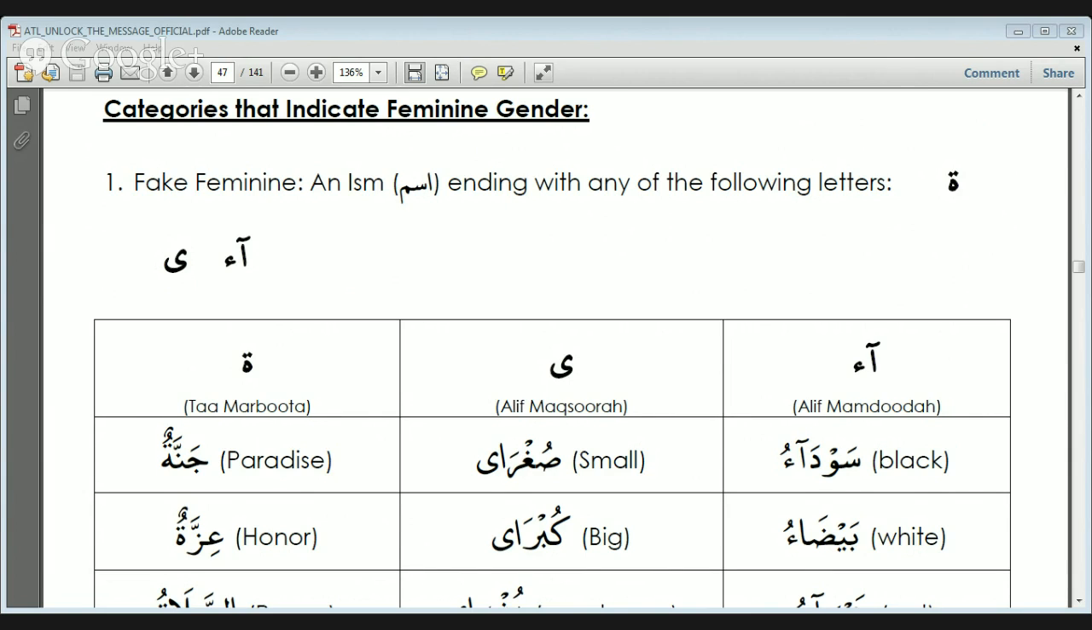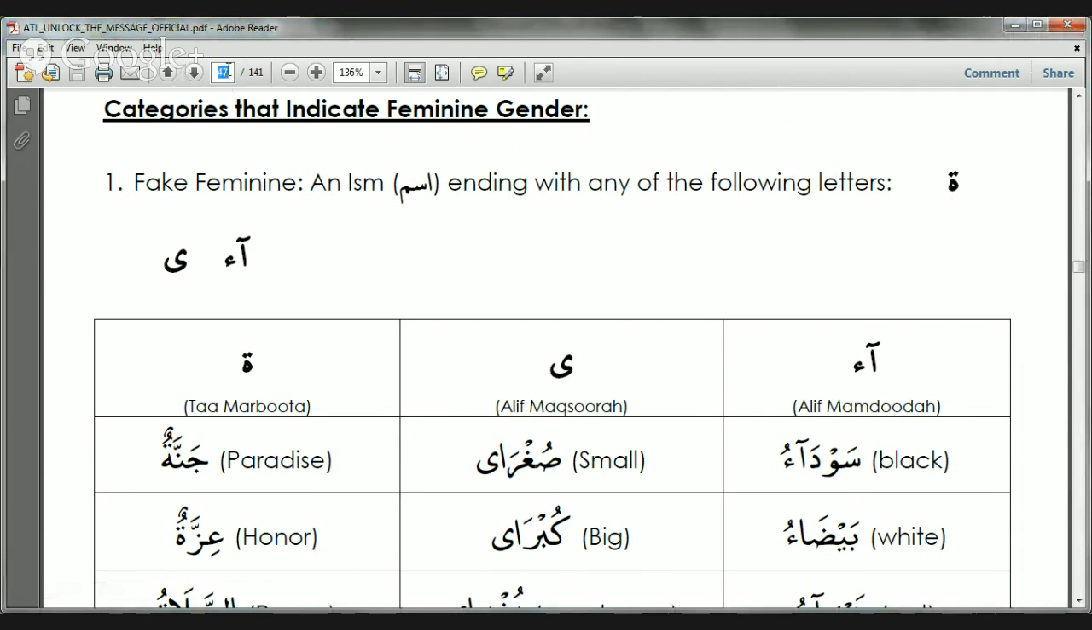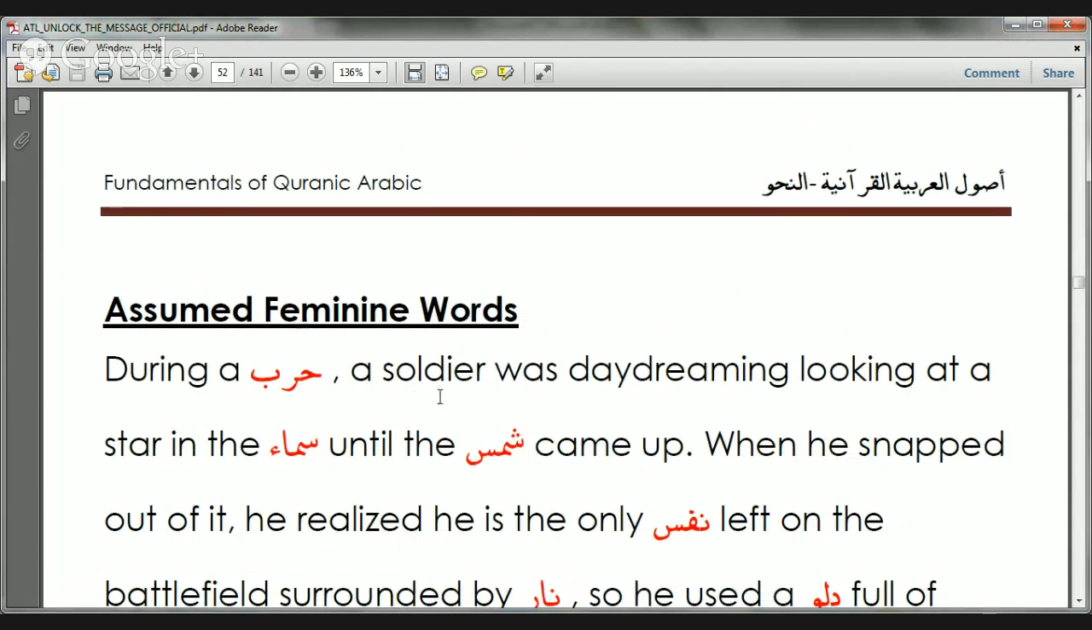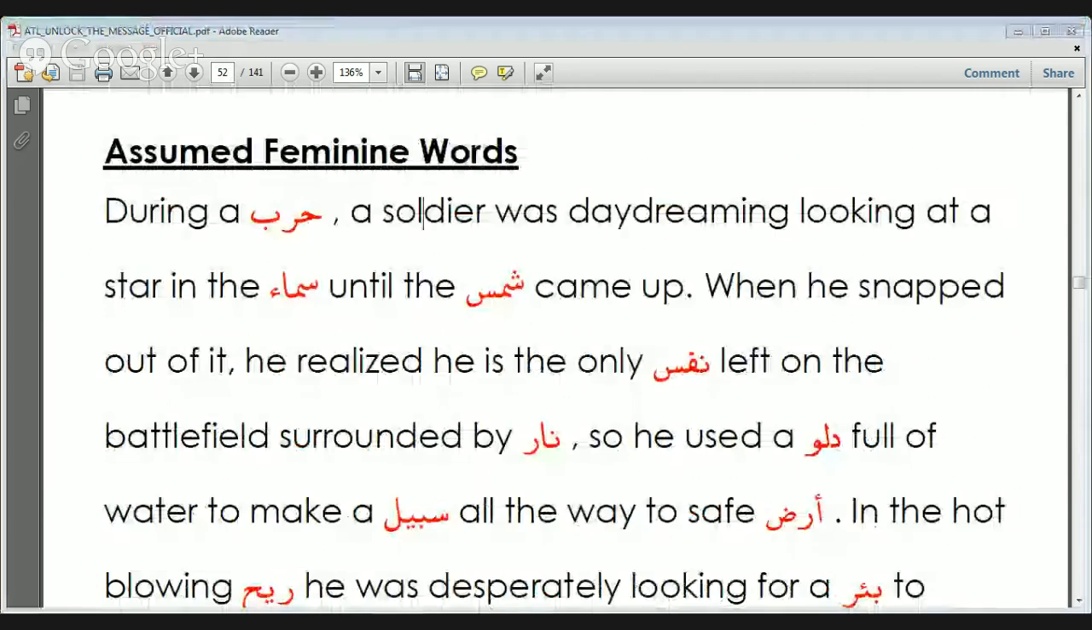Number 6, assumed feminine words. Anyone know what these are? What are the assumed feminine words? Do you know? Page 52, go to it. 52. This is going to be your vocab for today, so I'll go over it now.